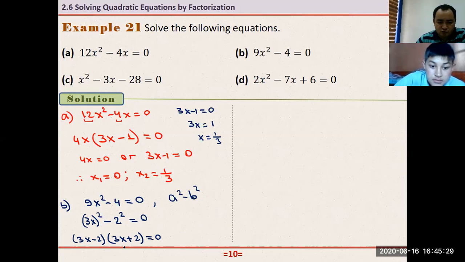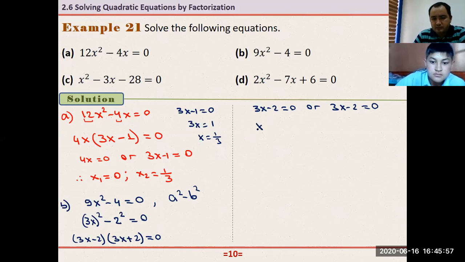So that means each factor should be equal to 0. So 3x minus 2 equals 0, or 3x plus 2 equals 0. You should know how to solve these equations. Maybe you might know this, but step by step, okay? First, factorize it, write it down, and after that, continue. If you solve this, what is x? What is x here? That's the first root.